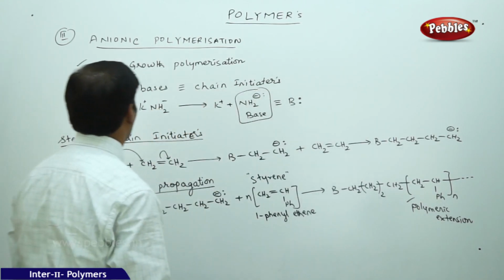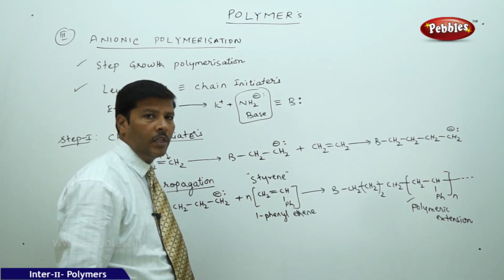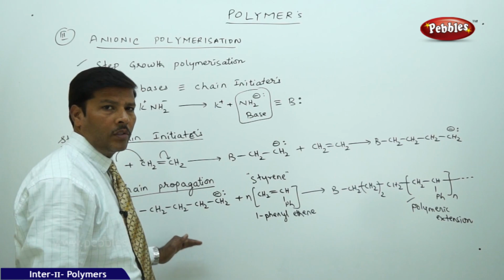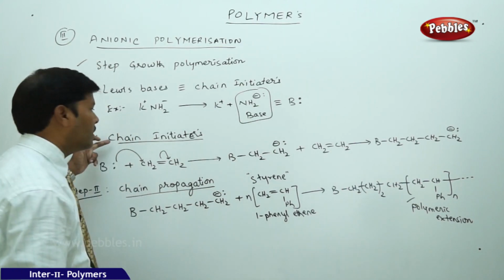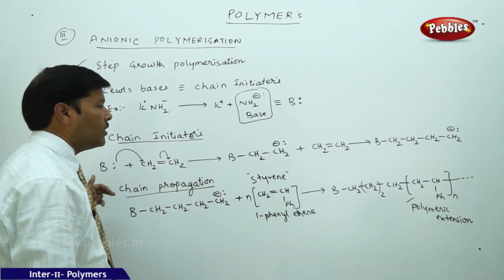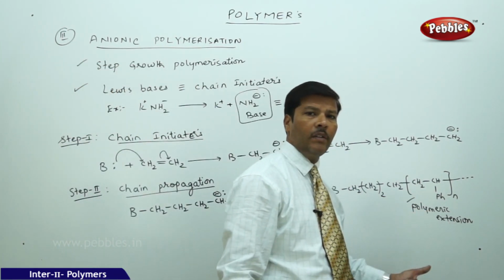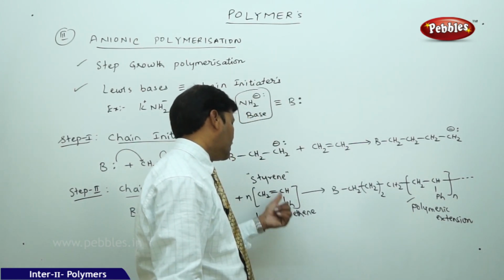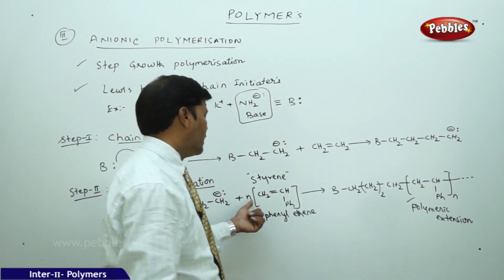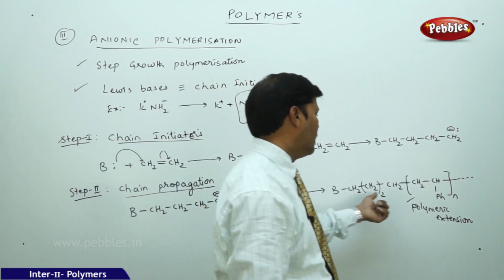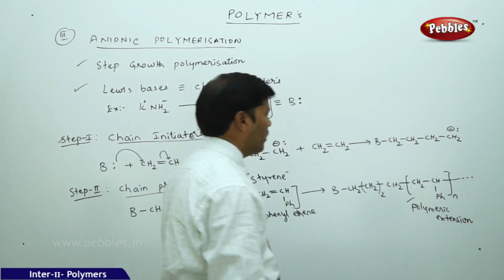And interestingly, for anionic polymerization, the chain termination step is absent. So in the anionic polymerization, we have only two steps. One is the chain initiation step, and the other one is the chain propagation step. In the chain propagation step, you can see the polymeric extension very clearly when you add the 1 phenyl ethene, that is styrene, to the already existing anionic intermediate. This anionic intermediate accepts the styrene and forms the continuity of the extension of the chain in the form of polymeric extension, and finally we got the final product.